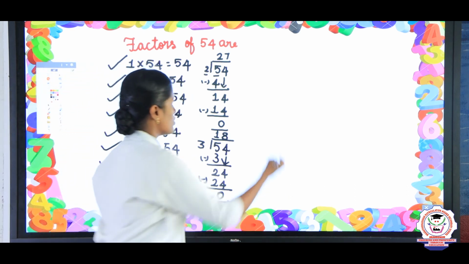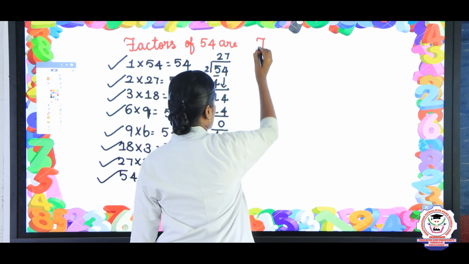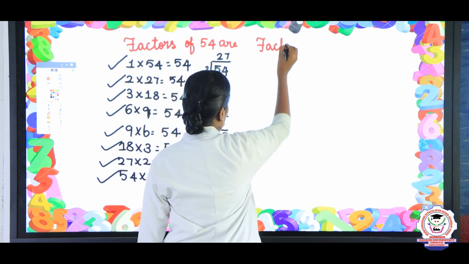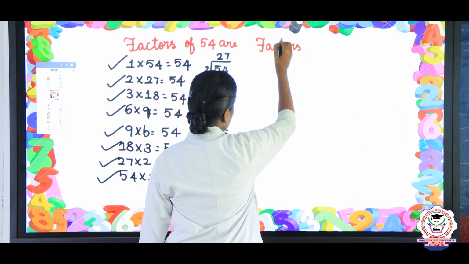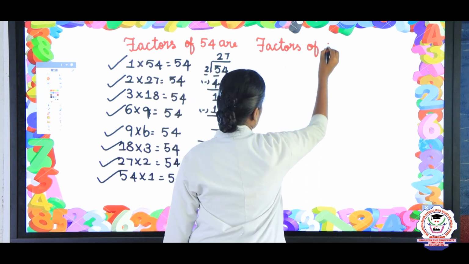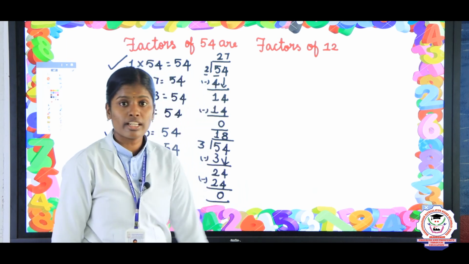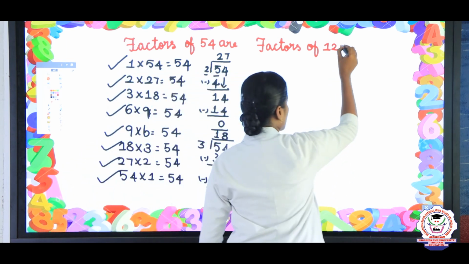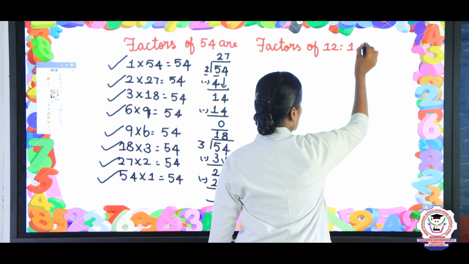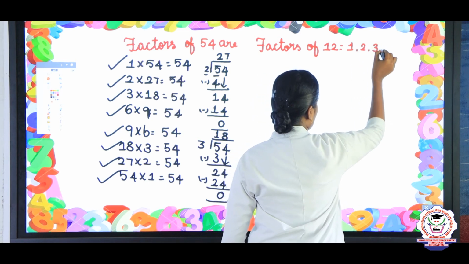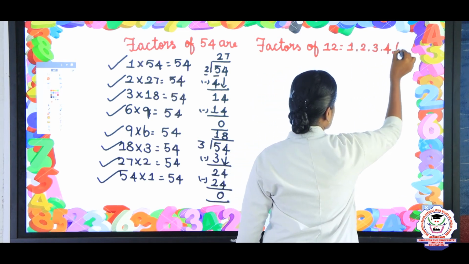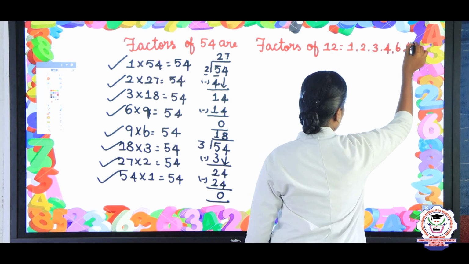Write factors of 12. So what is the factors of 12? You all know the factors of 12 are 1, 2, 3, 4, 6 and then 12.